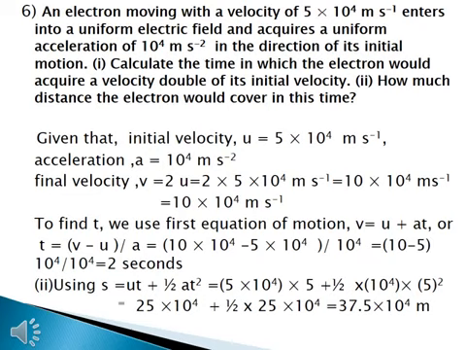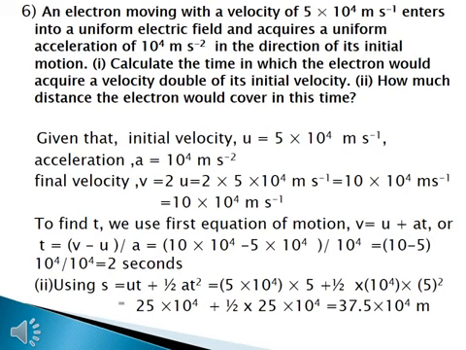We know v is equal to u plus at. Rearranging this equation, t is equal to v minus u divided by a. Substituting these values of v, u and a: 10 into 10 raised to 4 minus 5 into 10 raised to 4, divided by 10 raised to 4, is equal to 10 minus 5 into 10 raised to 4 divided by 10 raised to 4. The 10 raised to 4 cancels in numerator and denominator. It will be equal to 2 seconds.